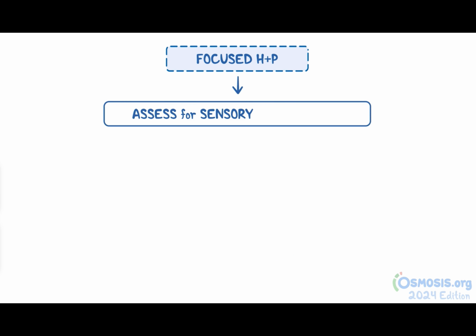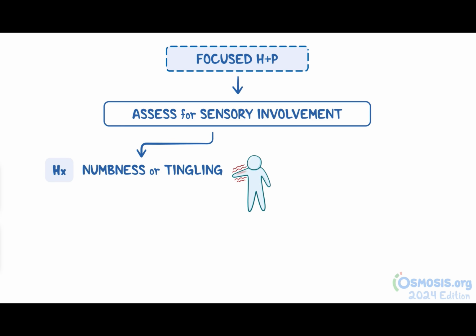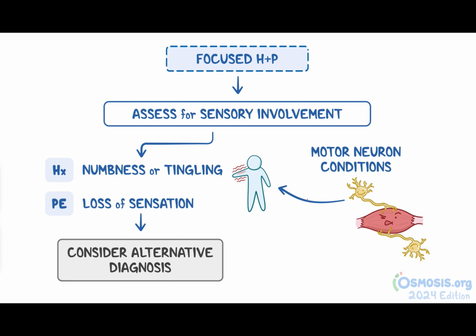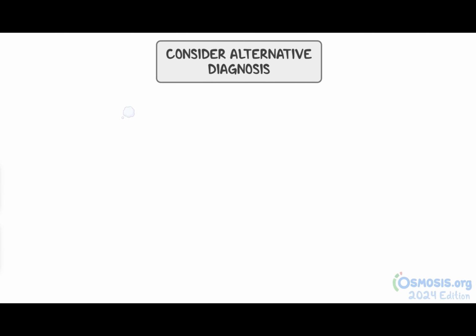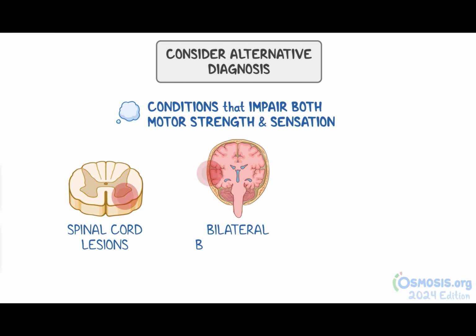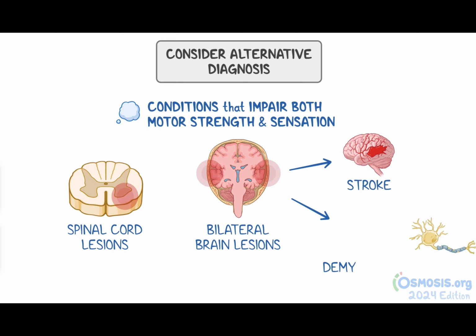Next, assess for sensory involvement. If the patient reports numbness or tingling, and the exam reveals a loss of sensation, you should consider alternative diagnoses because motor neuron conditions do not cause sensory deficits. Instead, think about conditions that impair both motor strength and sensation, such as spinal cord lesions or bilateral brain lesions from a stroke or demyelination.